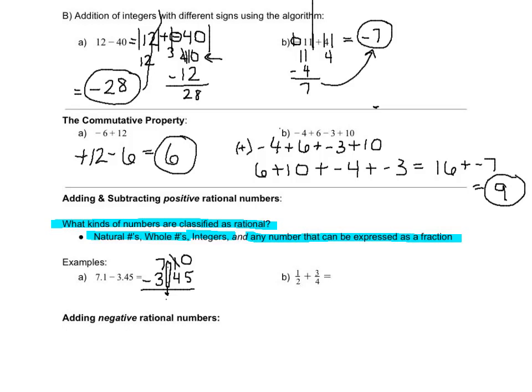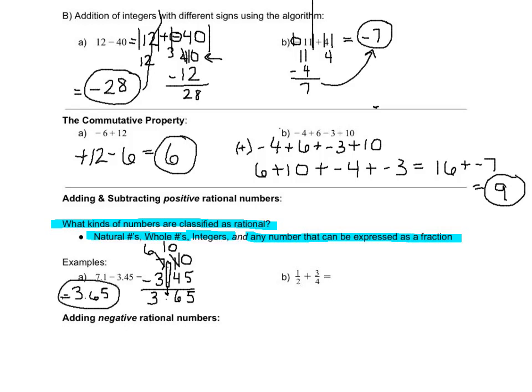Then we have to borrow. 10 minus 5 gives us 5. Whoops. Then we have to borrow again. 10 minus 4 gives us 6. 6 minus 3 is 3. And our answer is 3.65.